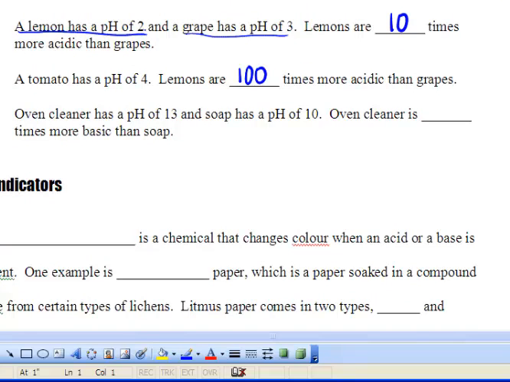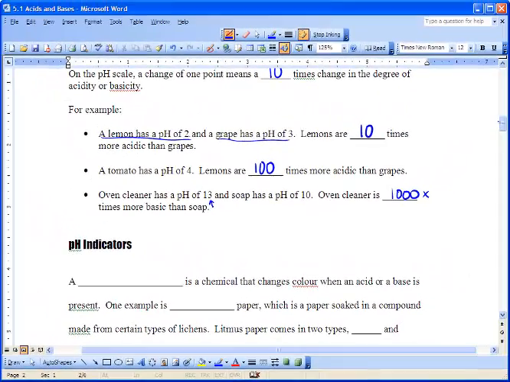So let's go on the other end now, and we've got oven cleaner has a pH of 13 and soap has a pH of 10. Well, that means that the oven cleaner is 1,000 times more basic than soap because it goes up 3 spots, and each one is 10 times 10 times 10.